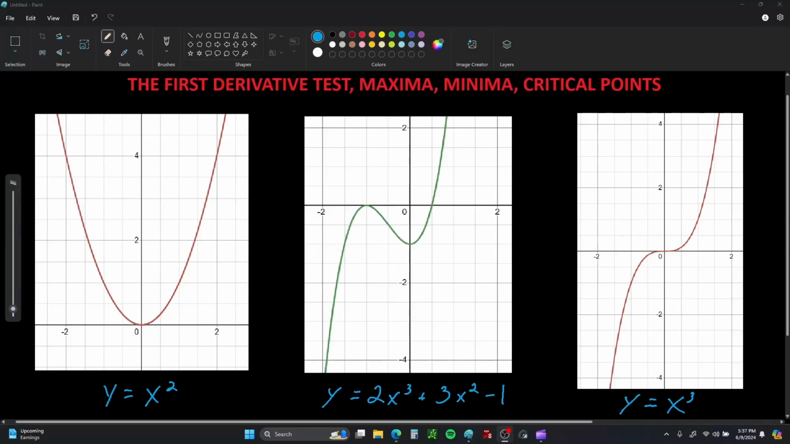We have here three graphs: y equals x squared, y equals x cubed, and this one, just to get something a little more complicated, 2x cubed plus 3x squared minus 1. And the thing that you're looking at over here on the graph, we'll look at y equals x squared first. We have a decreasing slope, and it keeps decreasing until we get to a point over here where the slope is going to change from going down to going up.